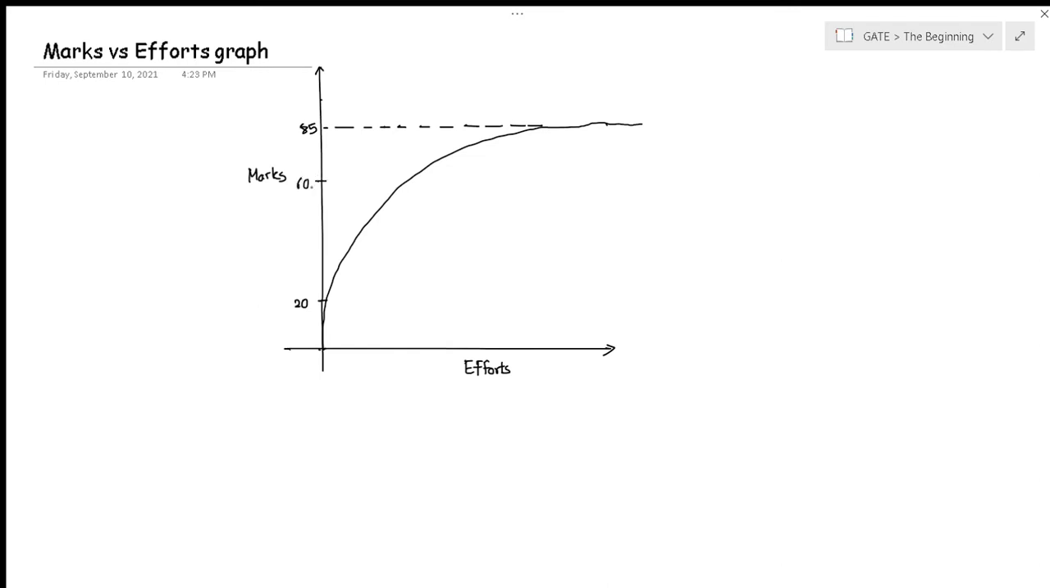The amount of effort required to jump from 20 to 60 is very less compared to the effort required to get from 60 to 85. It's because here you were jumping around 40 marks, and here you will be jumping just, say, 25 marks, right?